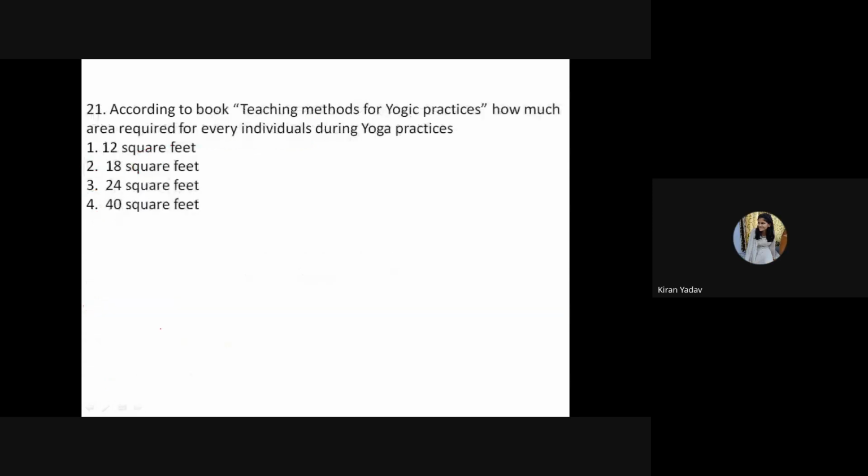Next question is the last question. According to the book, how much area is required for every individual during yoga practice? Ma'am, option 4, 40 square feet. Yes. Okay, so these were the questions.